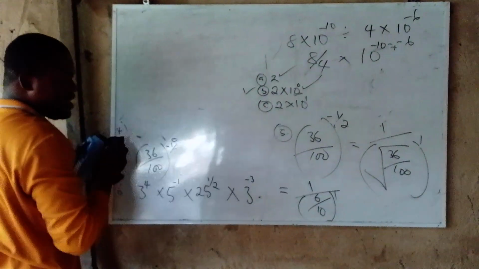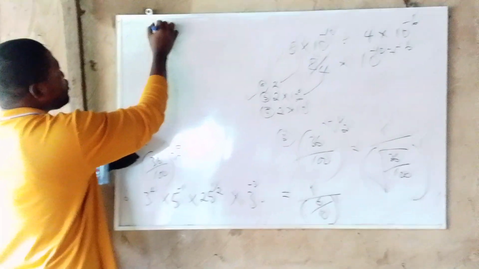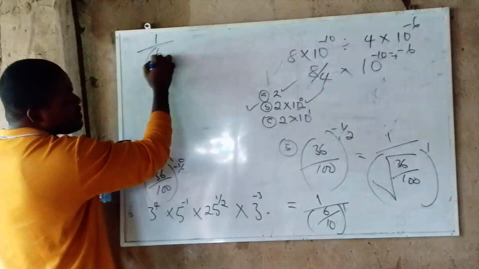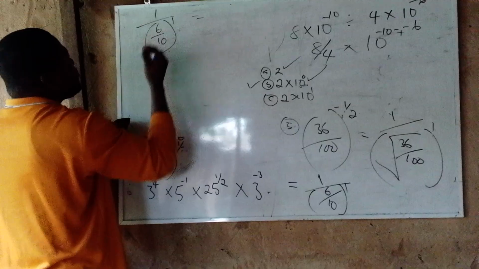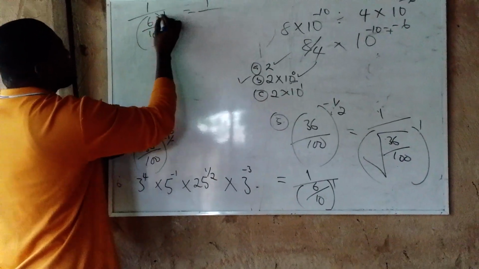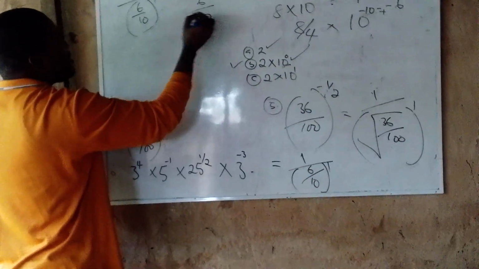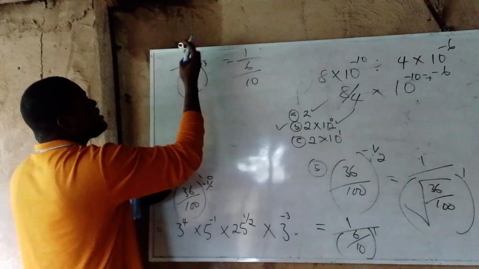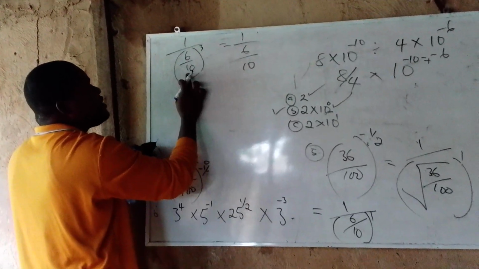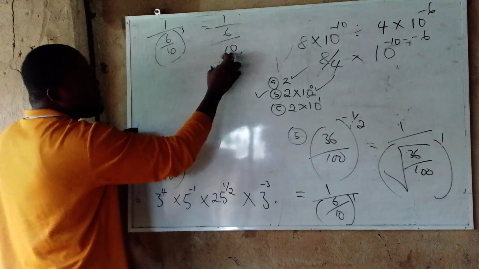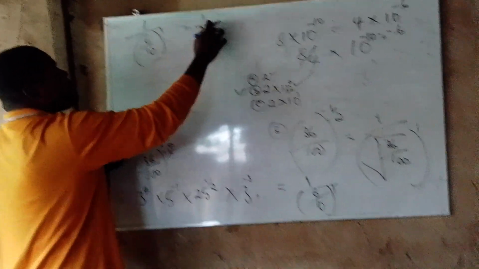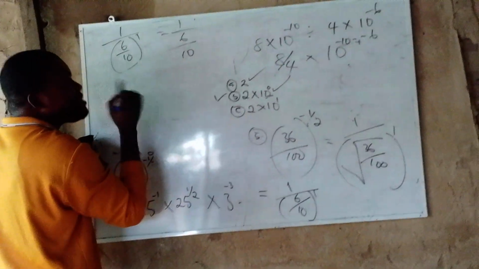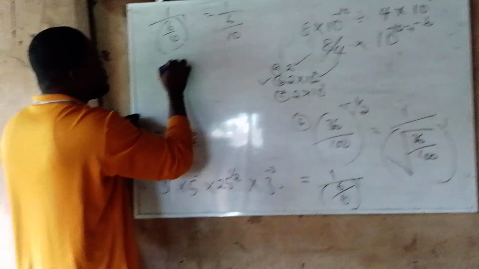So if I get this work from here, I will now be left with 1 over open bracket 6 over 10, always the power of 1. See, without wasting your time, 6 to the power of 1 is 6, 10 to the power of 1 is 10. But if here was, let me say 3, it will now be 6 times 6 times 6, and 10 times 10 times 10. But here is 1. 6 to the power of 1 is 6. 10 to the power of 1 is 10. Without wasting your time, get the inverse of this. It will now be 10 over 6.